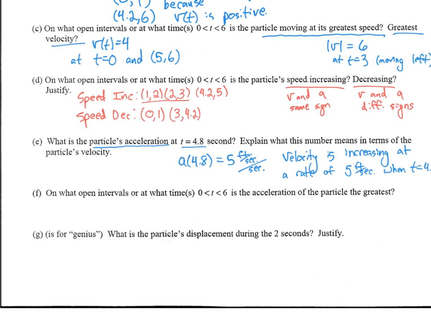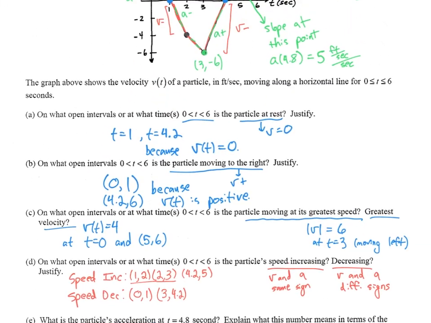And then on what open intervals or what times from 0 to 6, is the acceleration the greatest? And remember what we've been talking about so far. The acceleration of a particle is the slope of its velocity. So we want to look for here, where is the slope of velocity at its greatest?